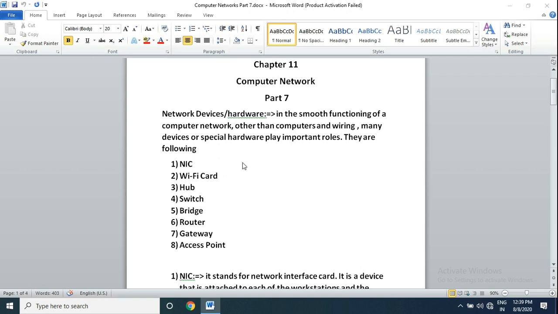They are the following: NIC, Wi-Fi card, hub, switch, bridge, router, gateway and access point. Today we learn one by one.